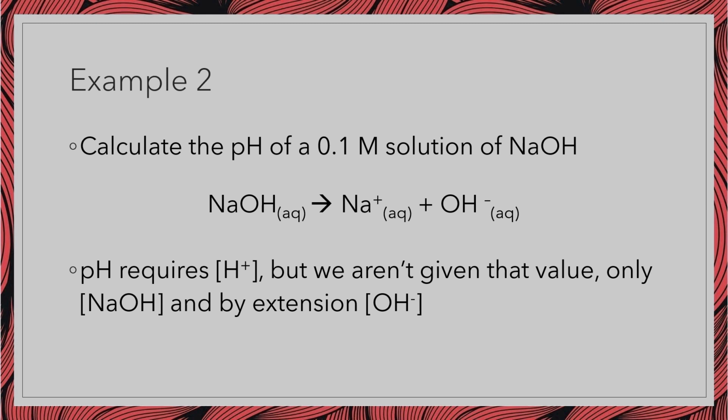Now, pH requires hydrogen ion concentration, but we aren't given a value for that. We haven't added any acids, so how can we find the H+? We were only given the concentration of sodium hydroxide, and by extension the concentration of hydroxide ion, so how can we figure it out? Well, we know we've got a 0.1 molar solution of sodium hydroxide, but we need the pH.